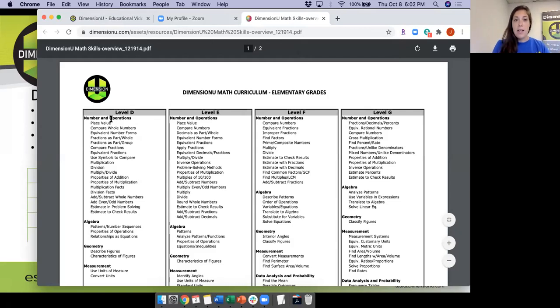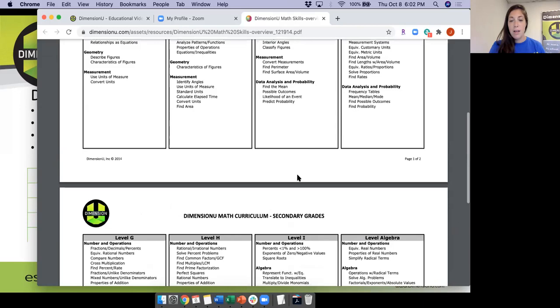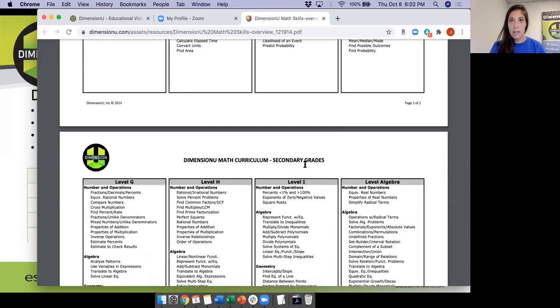We'll have the topic in bold. So within level D, you'll notice the topic is called number and operations, for example. And below that are all the different skills we offer: place value, multiplication, division, facts, and so on. Each of our levels are broken up in the same way: topics and skills. Page 1 you see here are the elementary levels, and then page 2 are secondary levels.